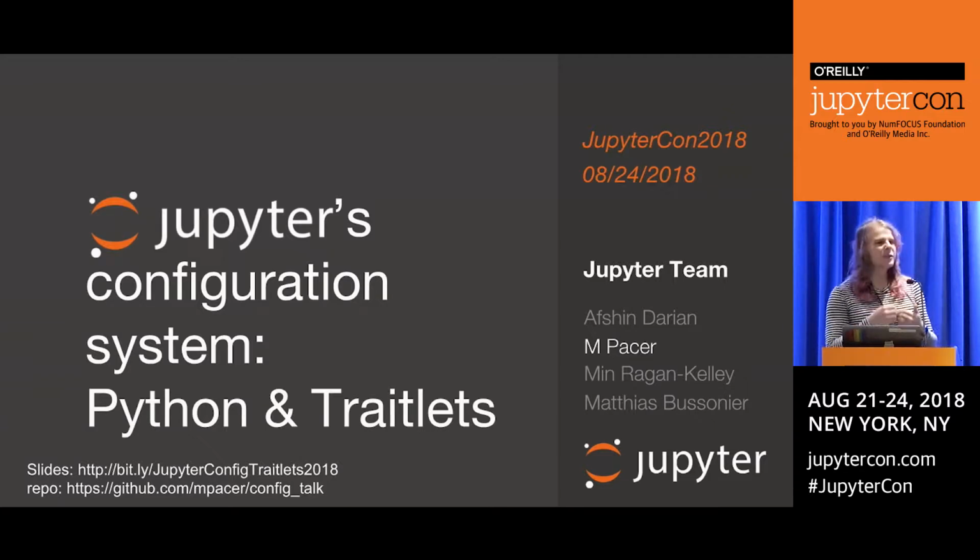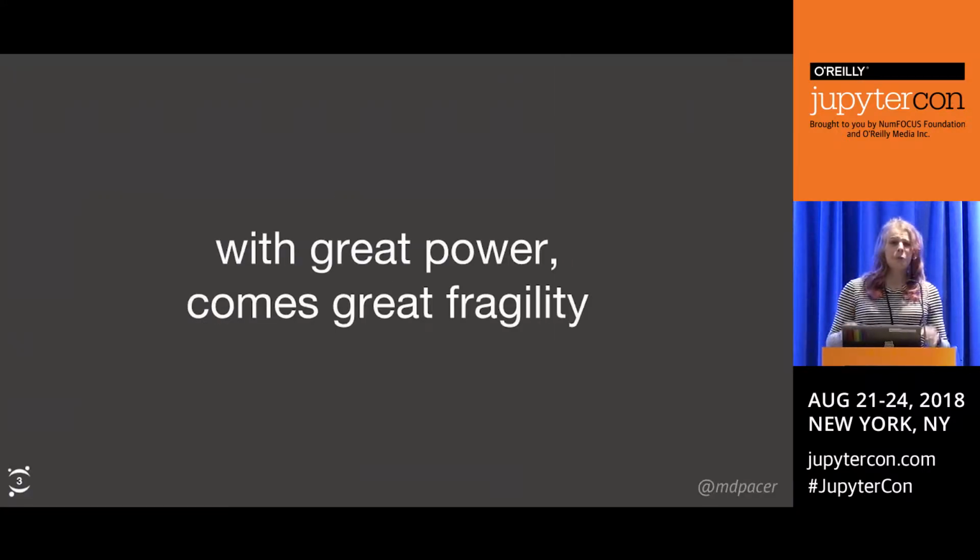I'm M. Pacer. I'm going to be talking about the Python and Traitlet side of our configuration system. Jupyter is an incredibly powerful ecosystem. It requires a lot of different pieces playing nicely together. Those pieces need to know about each other, and they can do so many different things that we need some way to tell them all this. That happens through our configuration system. And unfortunately, because it is so powerful, and it has so many options and so many things that depend upon each other, it's super fragile.